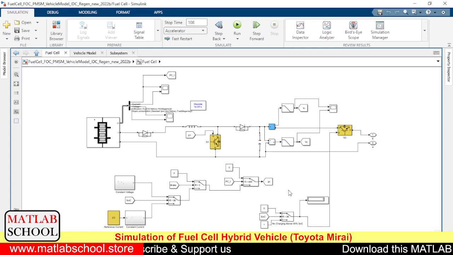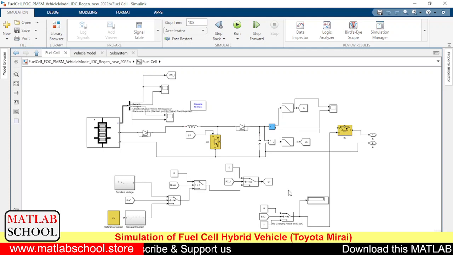When the current crosses 400 amps, the net current will be supplied from the battery and not from the fuel cell. When the current drawn from the supply is less than 400 amps, at that time the fuel cell will be used to charge the battery as well as to run the motor.